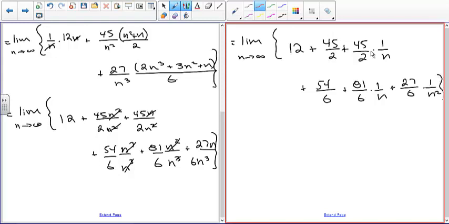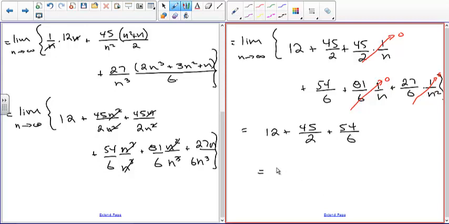So when you take the limit as n goes to infinity, that goes to 0, that goes to 0, that goes to 0, and all we're left with is 12 plus 45 halves plus 54 over 6.